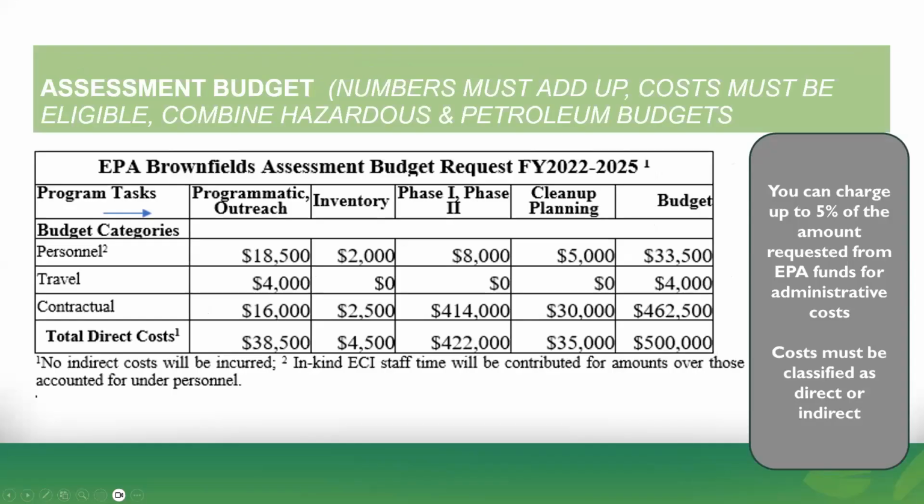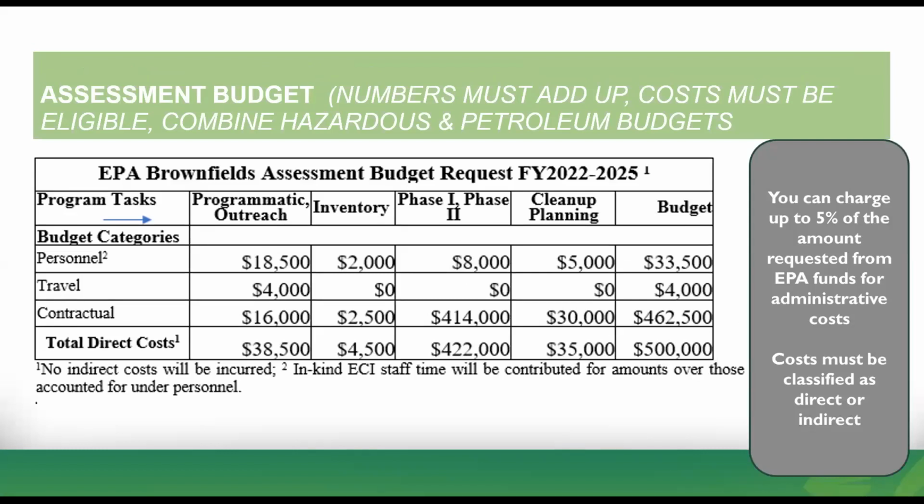And this is just an example of an assessment budget. This is a simple one. I like the tasks here. They just kept it to programmatic outreach, inventory, phase 1, cleanup planning. And you can actually expand upon that. I think the area-wide planning is a great idea, or at least some sort of planning. And maybe you put that under cleanup planning if you're doing infrastructure evaluation for your brownfield site. There were no indirect costs incurred. This was in-kind staff time. So that's just an example.